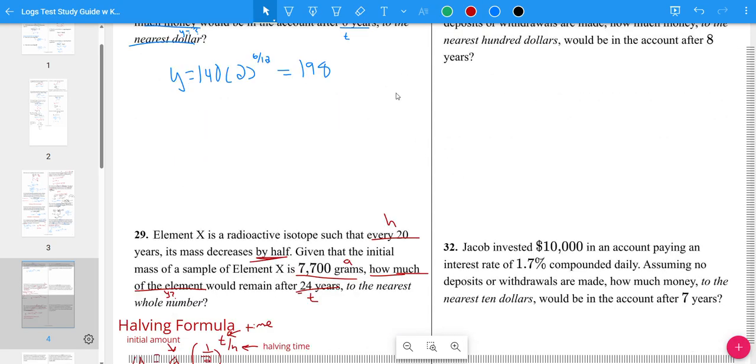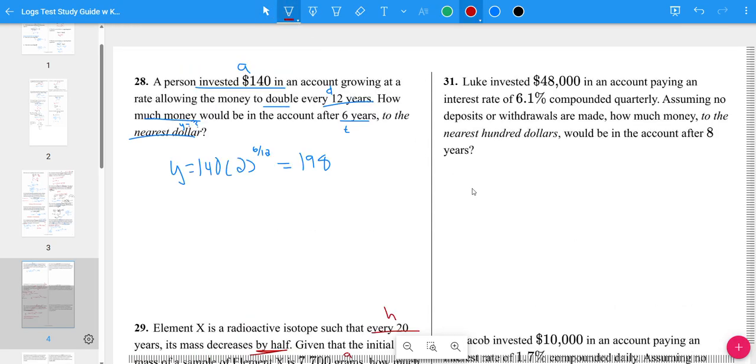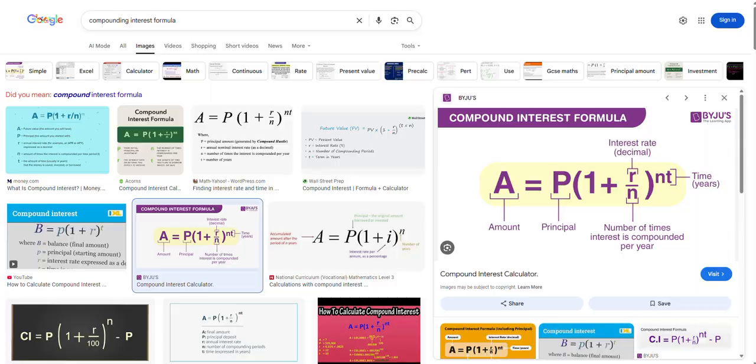So let me just write the formula again. I write in caps because my handwriting's bad. Okay. Let me double check my formula here.